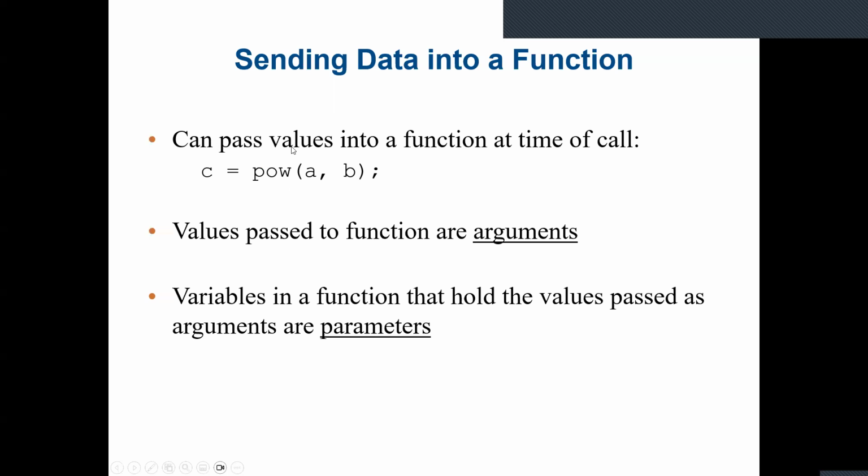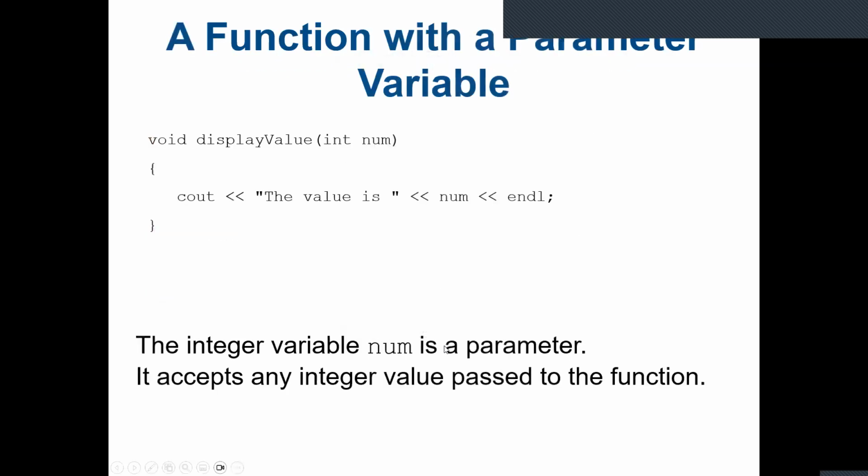So here we say we can pass values into a function at the time of the call, when the function is called, either by another function or in the main function. Also, values passed to a function are arguments, and the variables in a function that receive the values passed as arguments are parameters. Now we have an example here, a function named display value.